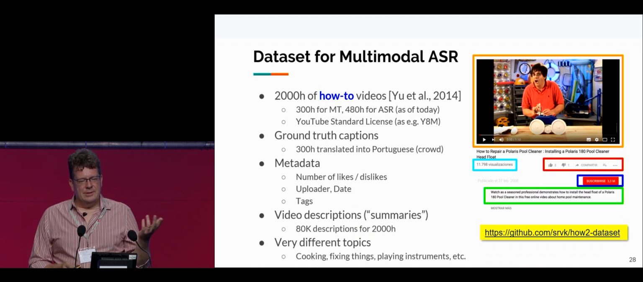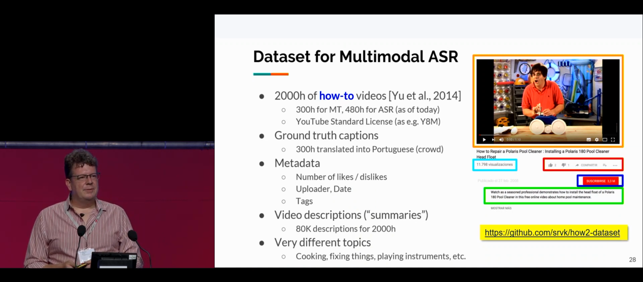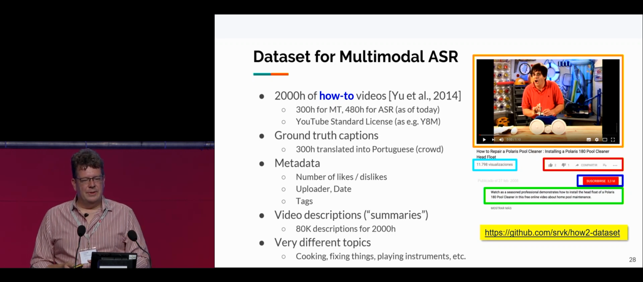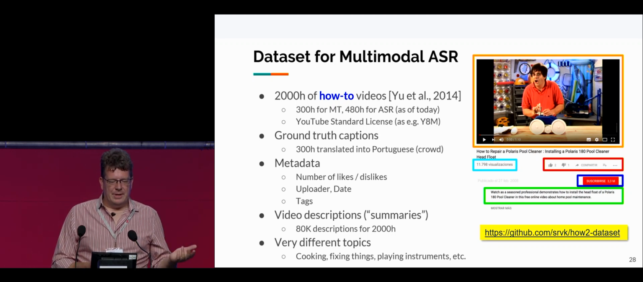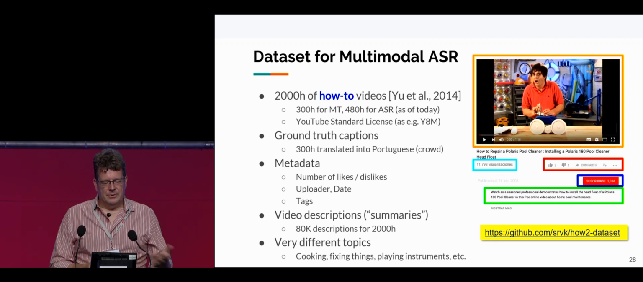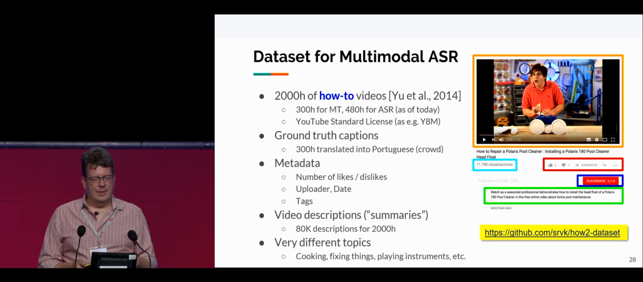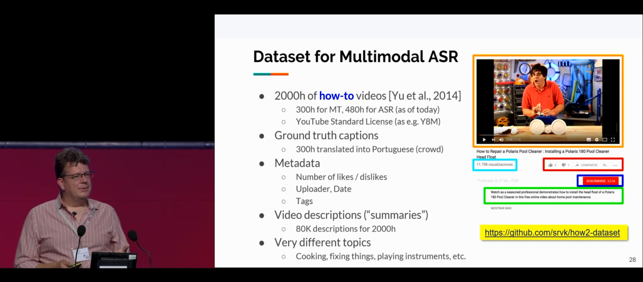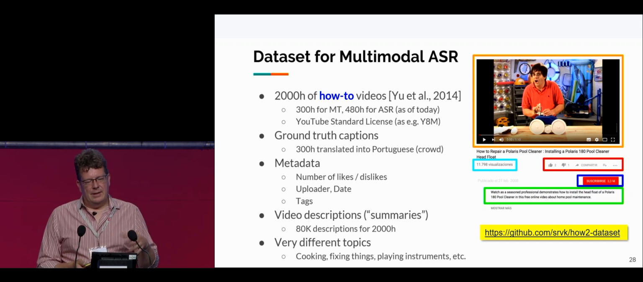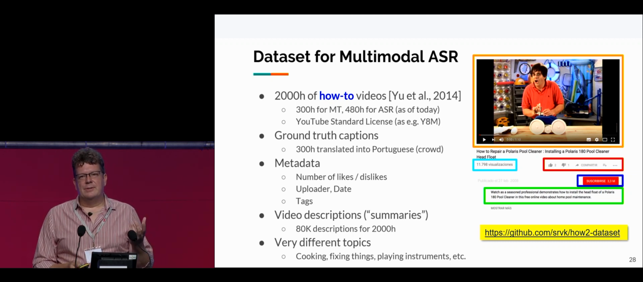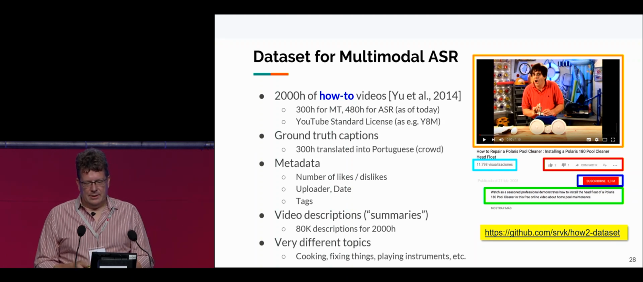We collected a data set for doing these types of experiments. We collected 2,000 hours of how-to videos where we had ground truth captions, and part of it was also translated into Portuguese. We collected metadata like number of likes and even summaries for those videos. So for every 90-second long video, we have a short sentence that describes what this video is about. You can find it and download it.